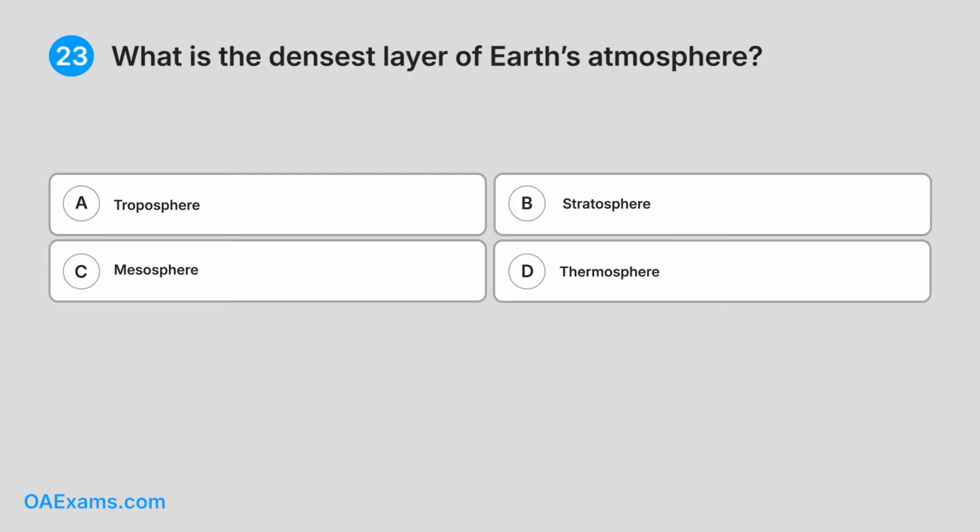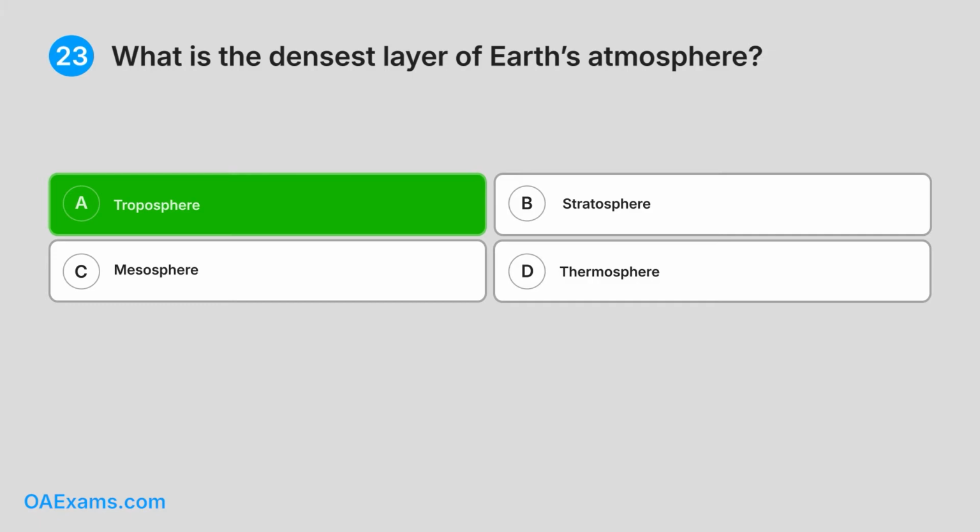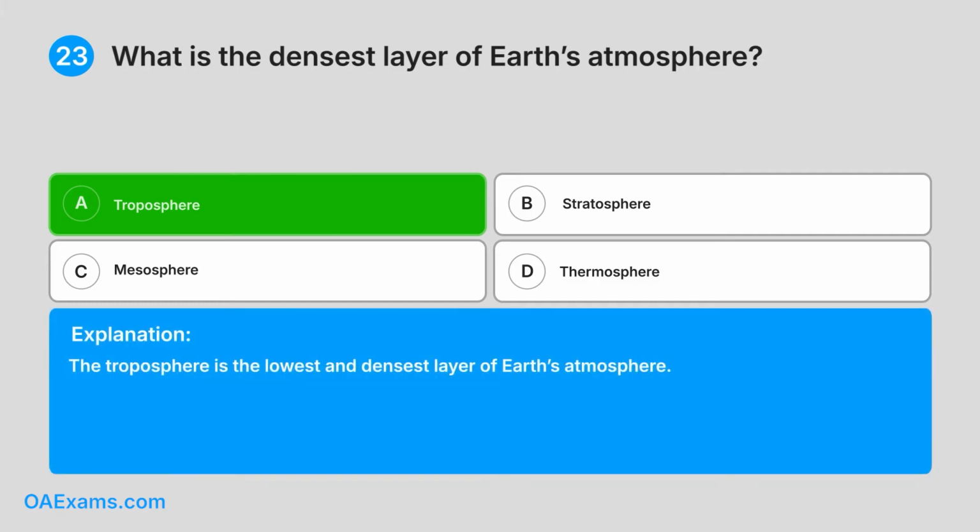23. What is the densest layer of Earth's atmosphere? A. Troposphere. B. Stratosphere. C. Mesosphere. D. Thermosphere. Can you guess the answer? Correct answer. A. Troposphere. Explanation. The troposphere is the lowest and densest layer of Earth's atmosphere.